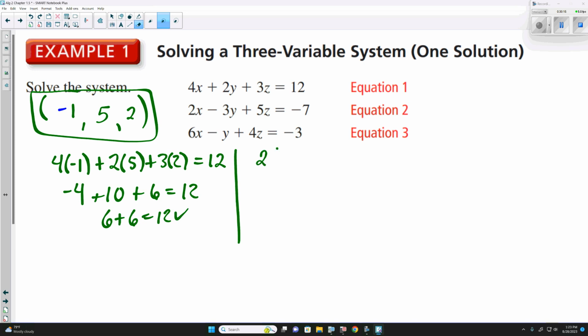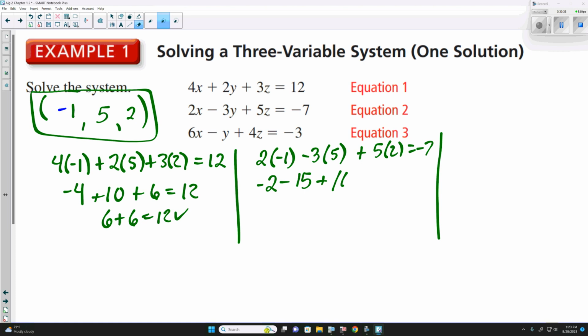We can do the same thing with the middle equation. 2 times negative 1 minus 3 times 5 plus 5 times 2 is equal to negative 7. 2 times negative 1 is negative 2. Negative 3 times 5 is negative 15. And 5 times 2 is 10. Negative 2 minus 15 is negative 17. And negative 17 plus 10 is indeed negative 7. So that one works.